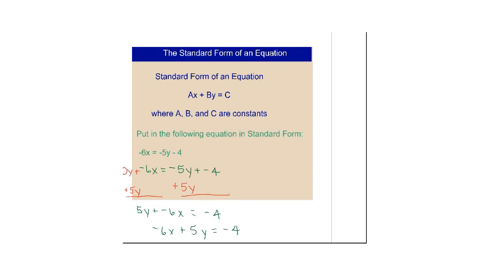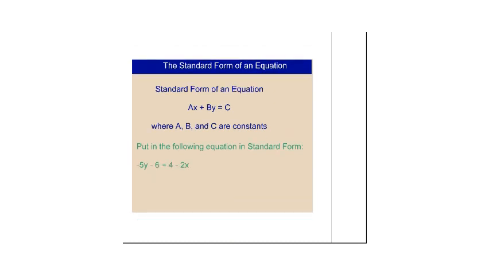You don't have to write that in, but just understand you're not adding 5y to negative 6x because they're different terms. Anyway, we end up with 5y plus negative 6x equals negative 4, and I just use my property where 5y plus negative 6x is the same thing as negative 6x plus 5y, which is the commutative property of addition, to write that in standard form. Let's look at the next equation.